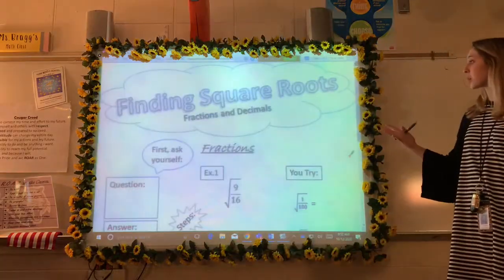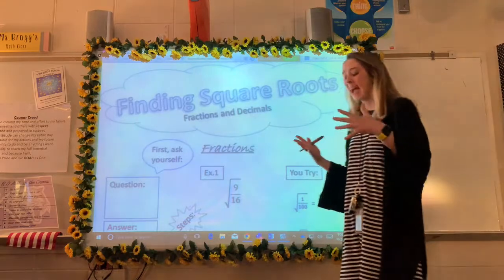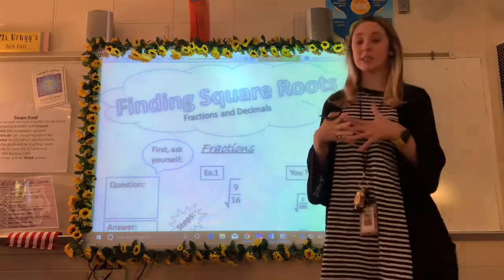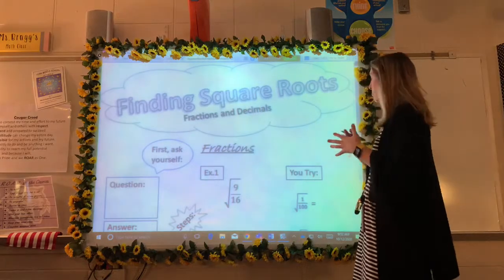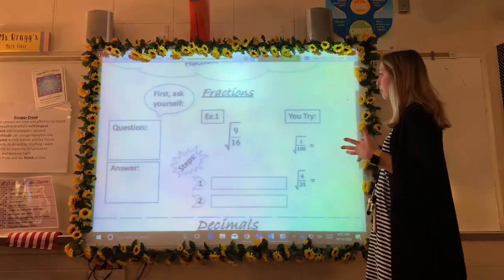Alright, so finding square roots, fractions, and decimals. I don't think this is going to be too hard for y'all to grasp the concept of. I think you'll be good as long as you do have those numbers memorized that we're supposed to be memorizing. So let's just go ahead and jump on in it with fractions.